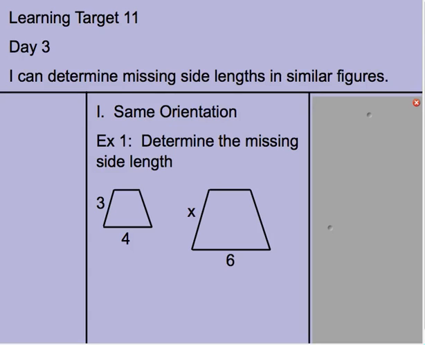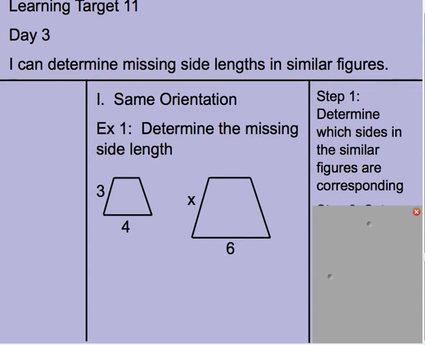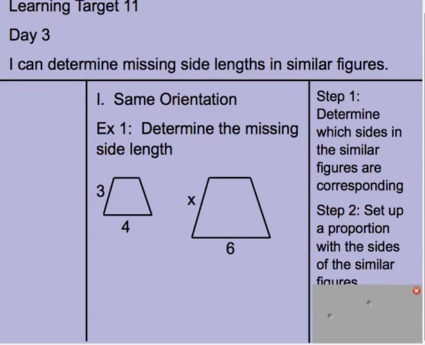All right, well, we start by determining which sides are corresponding in our two similar figures. What that means is that it's kind of the same side in the different shapes. So when we're looking at these, our figures, our trapezoids here, have the same orientation. So therefore, 3 is a corresponding side to x, and 4 is a corresponding side to 6. Once we know that information, we set those up as ratios equal to each other to get our proportion. So what I said was 3 corresponds to x, and 4 corresponds to 6.